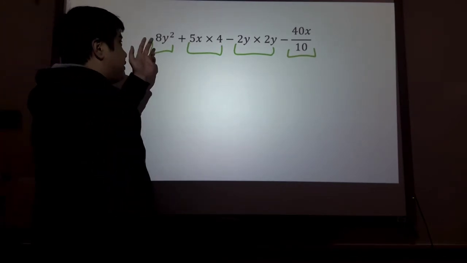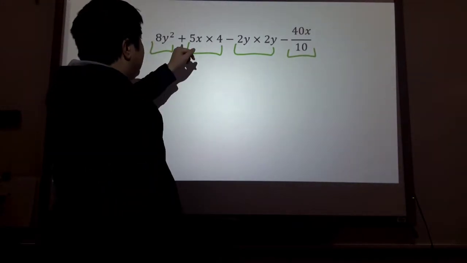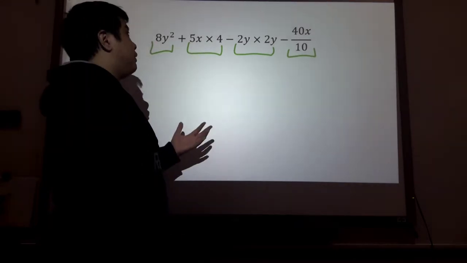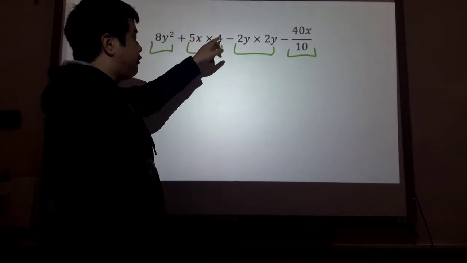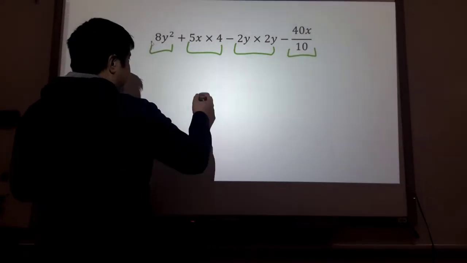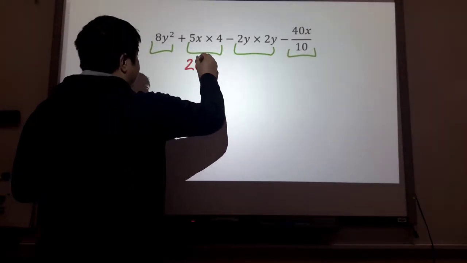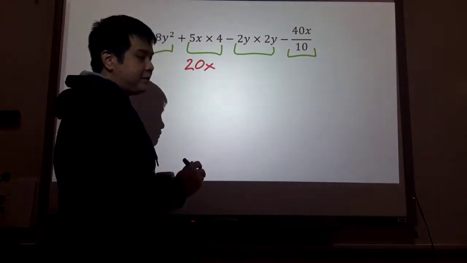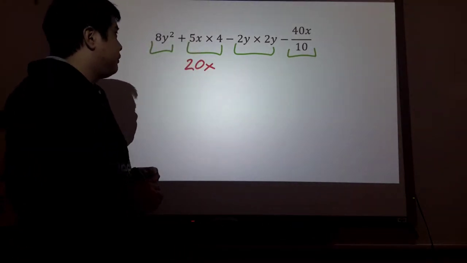We have 8y squared. There's nothing to simplify inside that one. 5x times 4. Well, here we would simply take the 5 and the 4, those are the number parts, and multiply them together. This becomes 20x. We'll keep the x because that's part of the first part.